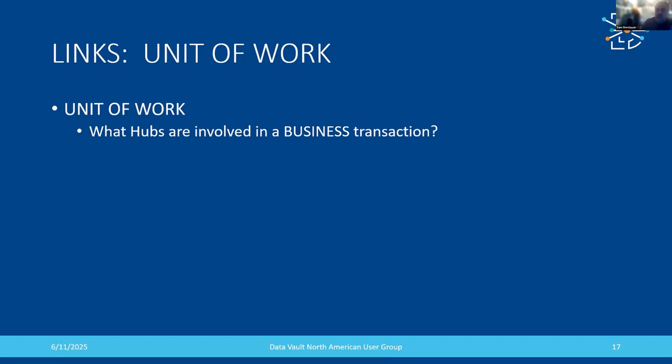And so consequently, it gets skipped a lot. So we're going to talk about what happens when you skip it and some of the anti-patterns that result. So the unit of work involved in this business transaction, whether it's a transaction or an association, anything that's a link, you've got to make sure you have the right business keys that were involved.